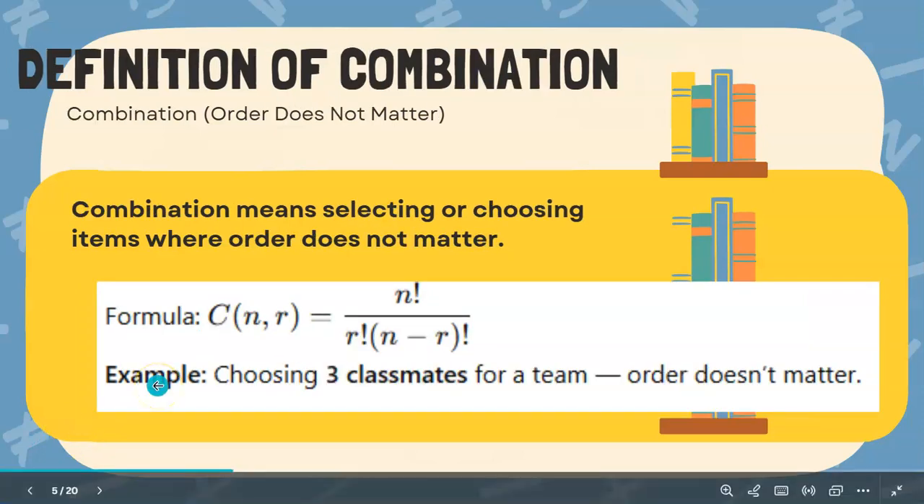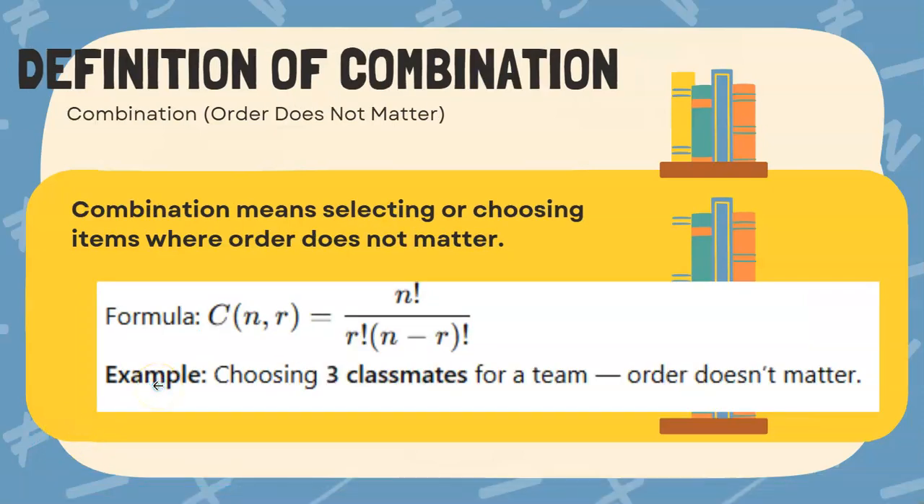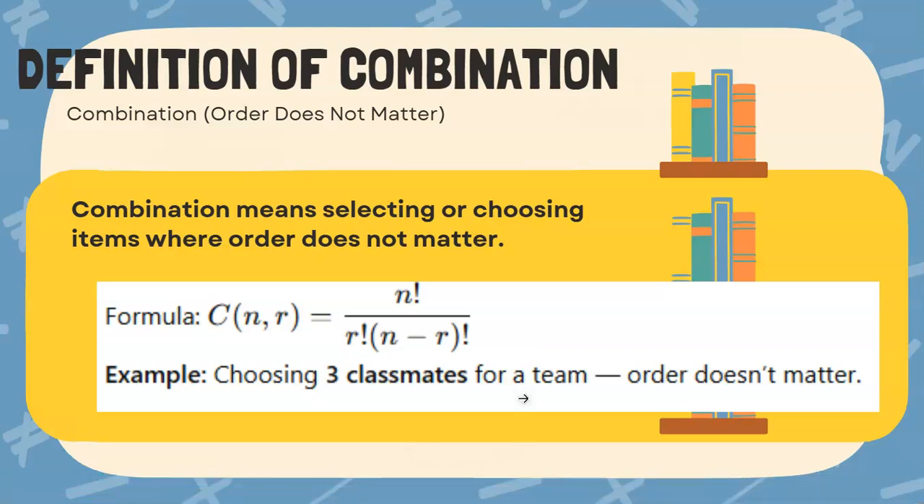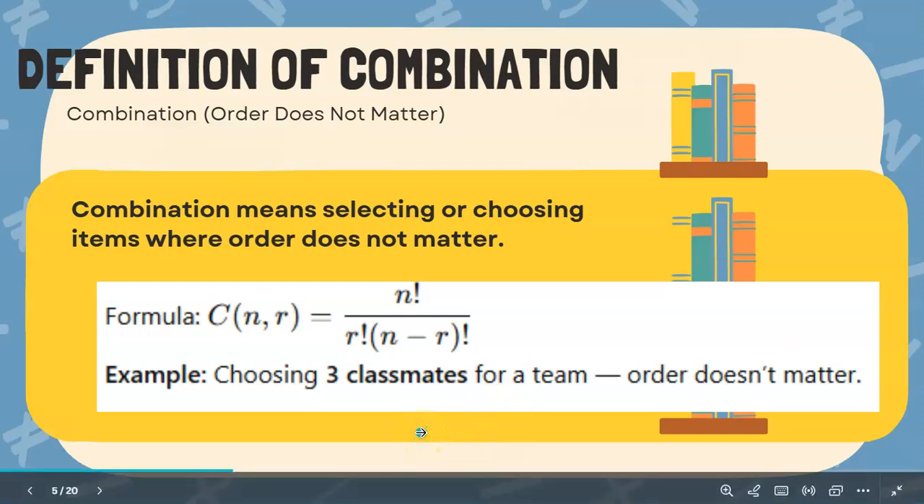So now, what is a combination, or when is it a combination problem? A problem or situation is a combination problem when the order does not matter. So for example, when we're going to choose 3 classmates for a team, order doesn't matter. Why? Because choosing Anna, Kathy, Diane, or choosing Kathy first, Diane next, and Anna last, the combination remains the same. We have chosen 3 girls, Anna, Kathy, and Diane. So order doesn't matter.